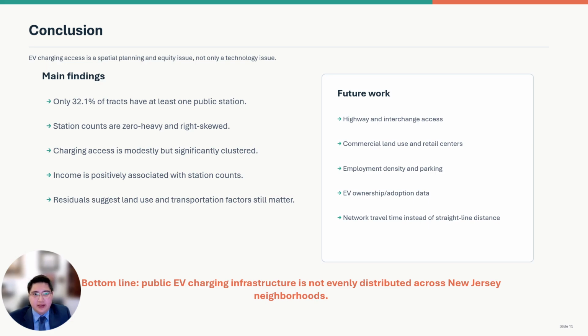So the biggest takeaway is that EV charging access is not only a technology issue, but also a spatial planning and equity issue. For future work, I will add highway and interchange access, commercial land use, retail centers, employment density, parking availability, and EV adoption data, as well as network travel time instead of straight-line distances.